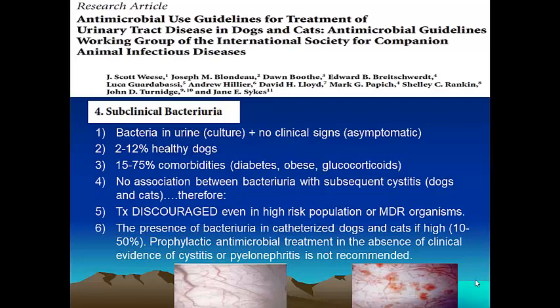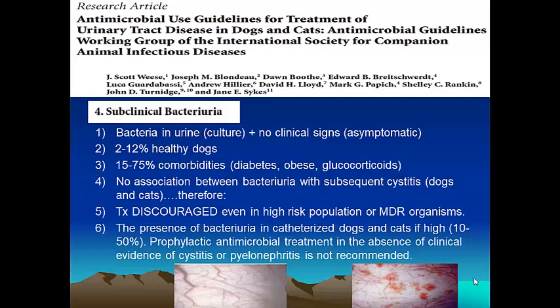And the reason is that there are many healthy dogs that may have a subclinical bacteriuria, and as you can see, the rates vary between 2 to 12%, depending on the study. And those values may go up with diabetes, obesity, and animals that are given glucocorticoids. And the reason is that there's really no clear association between subclinical bacteriuria and the risk of developing cystitis.